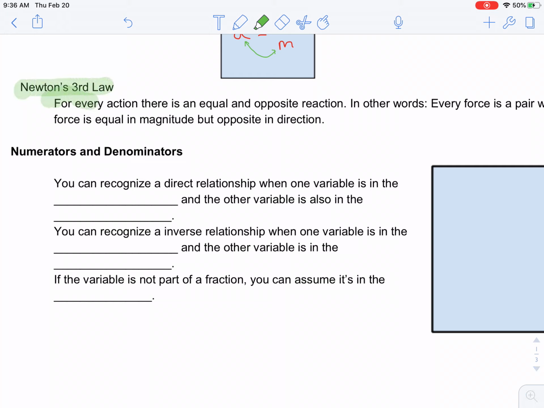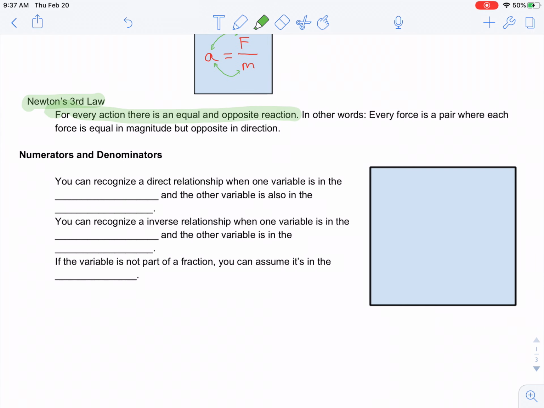Newton's third law: for every action, there is an equal and opposite reaction. That's what we learned in middle school, and that's great. That's not bad. But in high school, a better way to think of it is every force is a pair where each force is equal in magnitude but opposite in direction. We're going to be learning about this thing called force pairs when we get to Newton's third law.